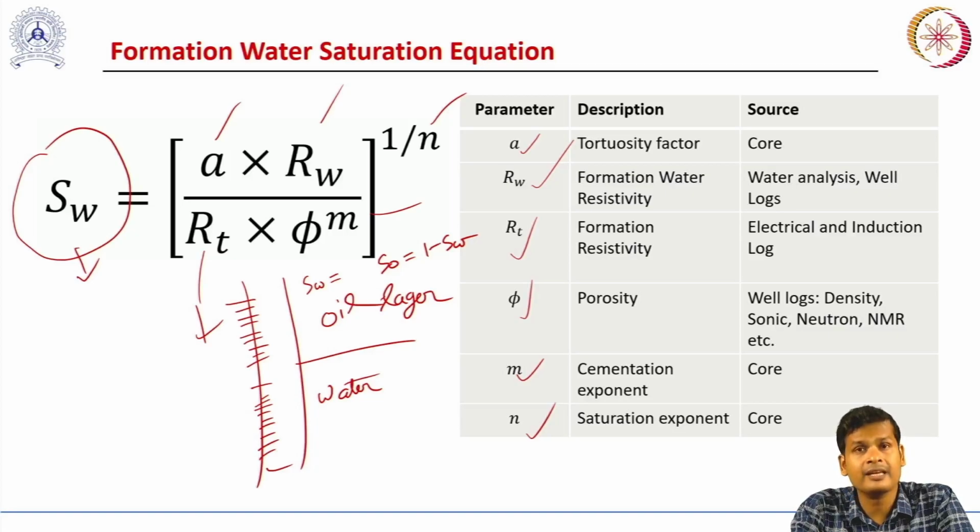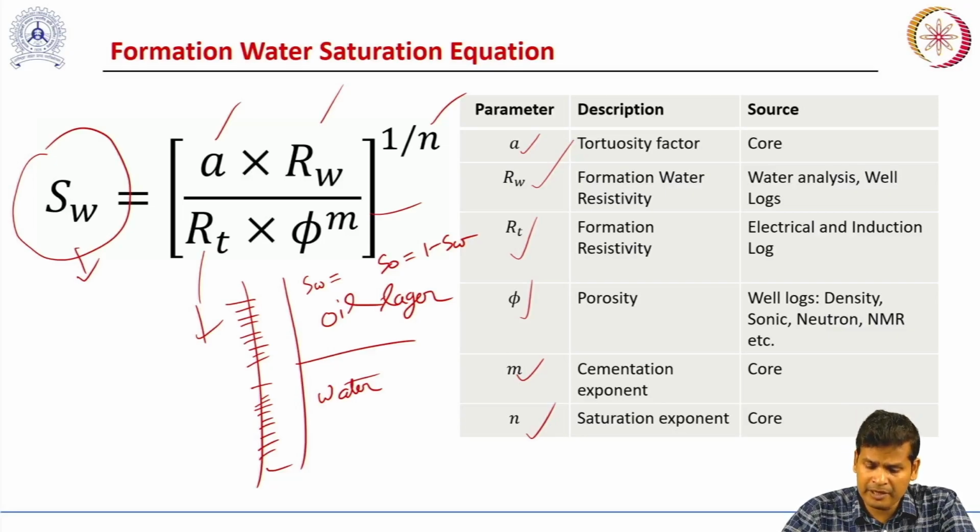Let's say if you don't have the formation water resistivity, then either you calculate the formation water resistivity first, and only then can you use the Archie equation. The value of m and n may not be known accurately. In order to calculate these parameters, we must have a sufficient number of cores available so that we can analyze them in the laboratory. Then only a, m and n can be estimated.